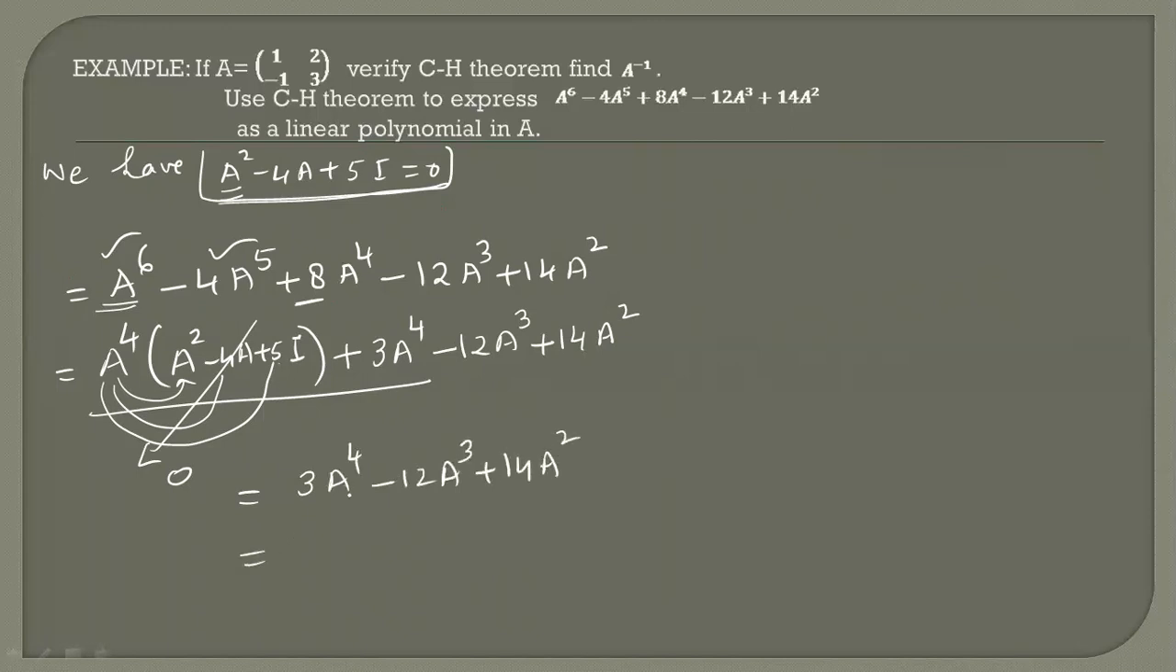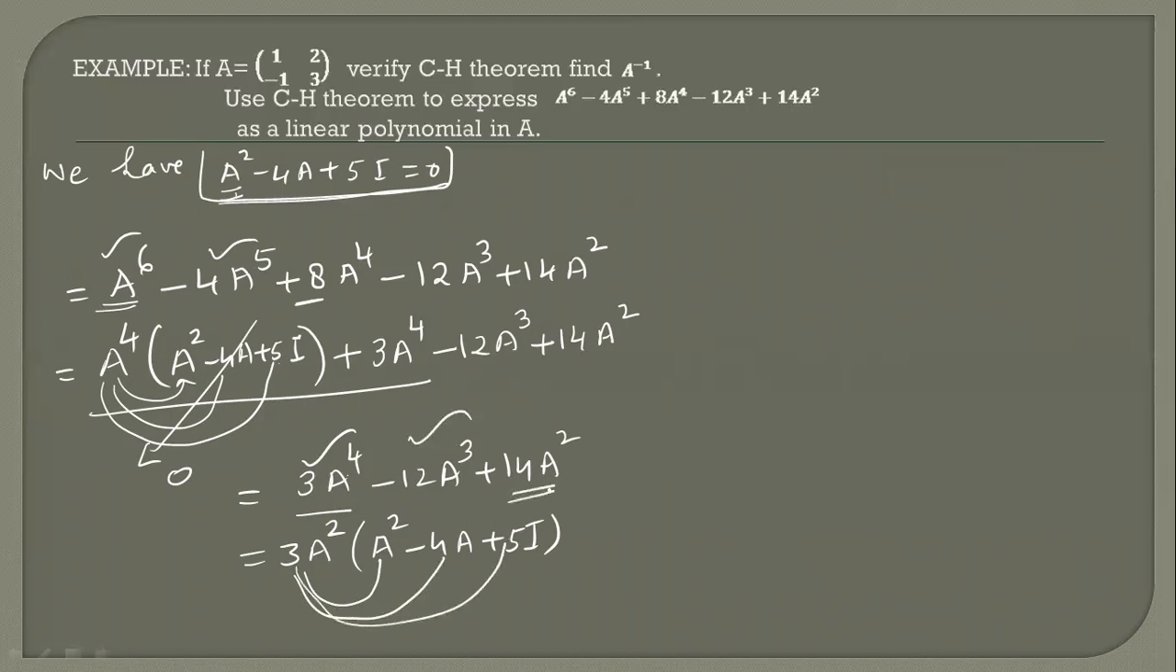Now take common again. See the first term, 3A to the power 4, and here A square. What is the difference of power? The difference of power is 2, so we can take 3A square outside. Again make A square minus 4A plus 5, keeping the same term inside this box. Balance: 3A to the power 4, the first term, is adjusted, minus 12A cube is also adjusted, plus 15A square, but we have only 14. And we have already used 15. It means we have to give 1 minus A square. Now this is again 0.